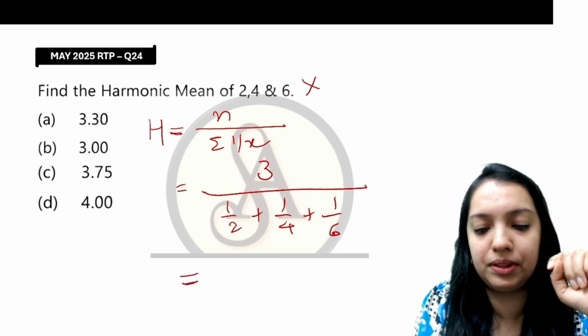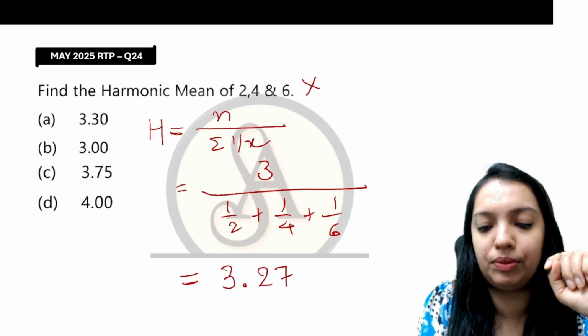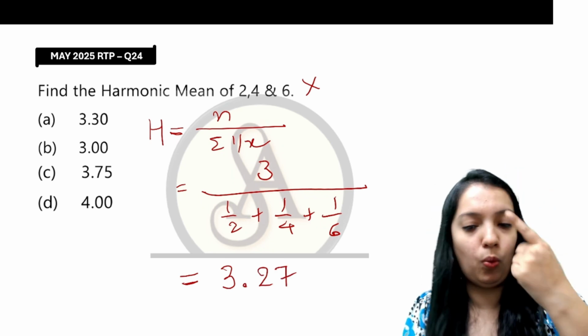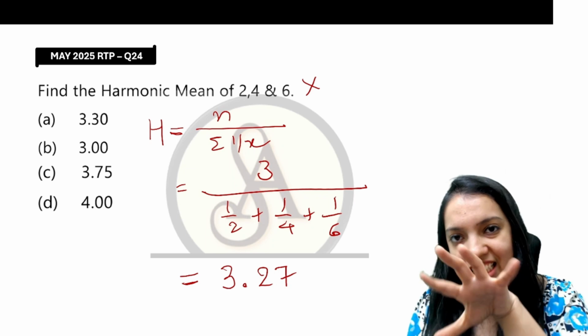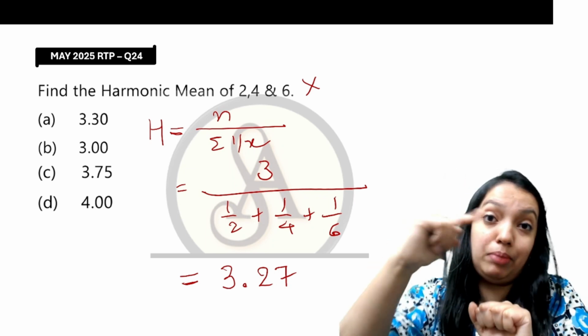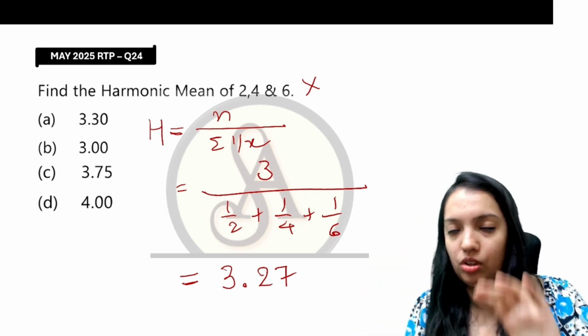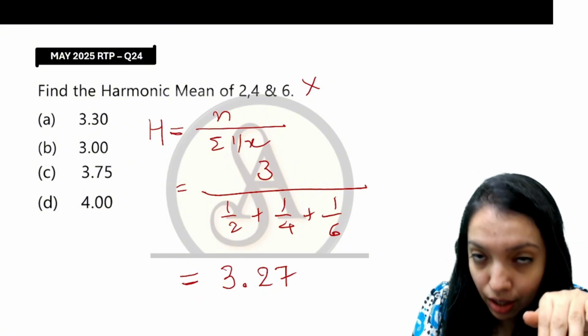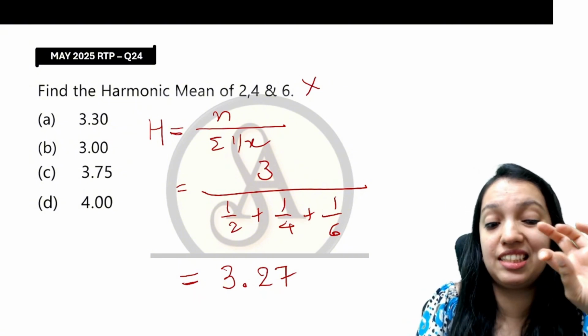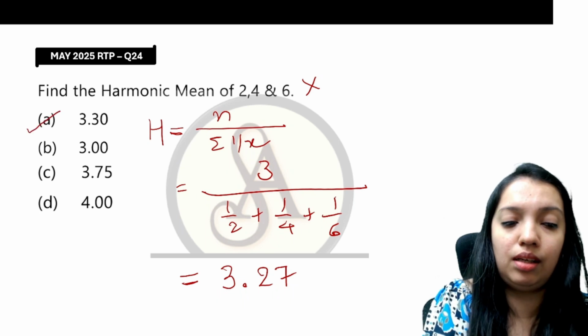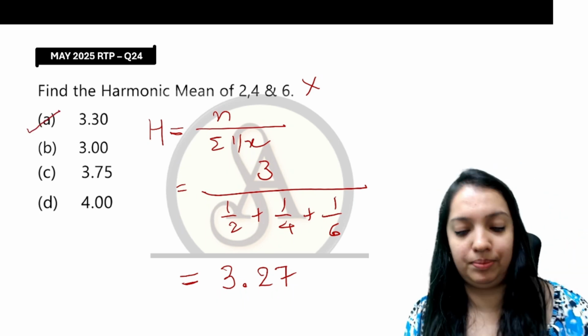You are going to end up somewhere around 3.27. Take 1 by 2, 1 by 4, 1 by 6, GT button, divided by 3, equal to. You are going to end up at 3.27. Unfortunately, this is not there in the options. The nearest option, 3.3, can be marked.